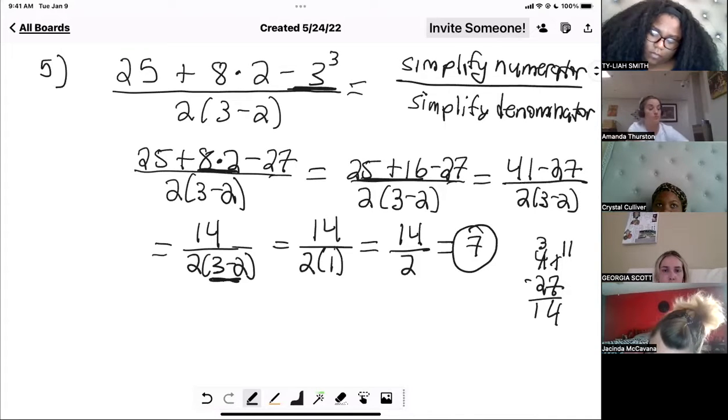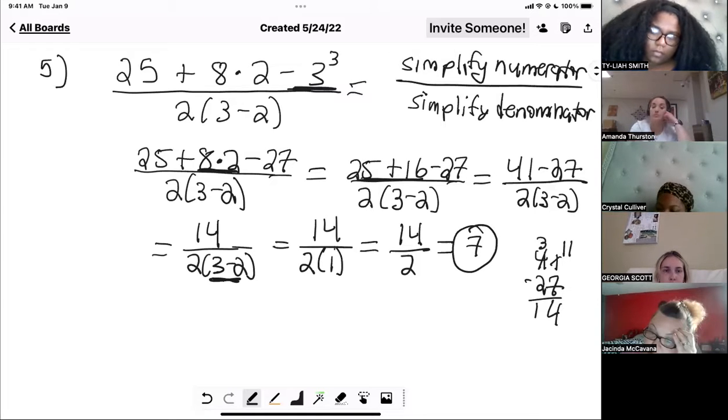Okay, any question on that? Anything? No? Okay, that's that section. That is your exponents, basic exponents. You're looking at what it means to be an exponent going into your order of operations. Definitely practice your order of operations. The more you practice, the better you get at it.